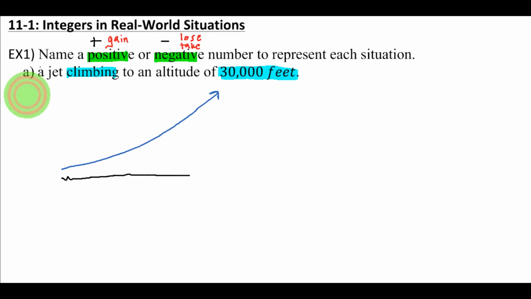We're going to pretend that the ground level that it starts at is at sea level. Just say it's at 0 feet here. And it climbs 30,000 feet. So I'm going to write 30,000 here.